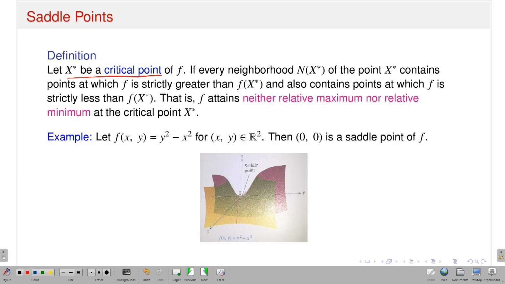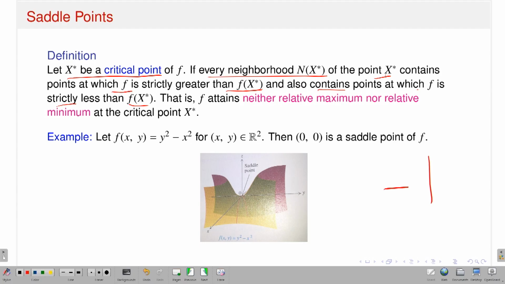Let x star be a critical point. It is a saddle point if every neighborhood N of x star, whatever neighborhood I take, contains a point at which f is strictly greater than f of x star. That means whatever neighborhood I consider around the point x star, there exists a point where the value of f is strictly greater than f of x star. Also, it contains a point at which the value is less than f of x star. So suppose I am talking about the critical point x star.